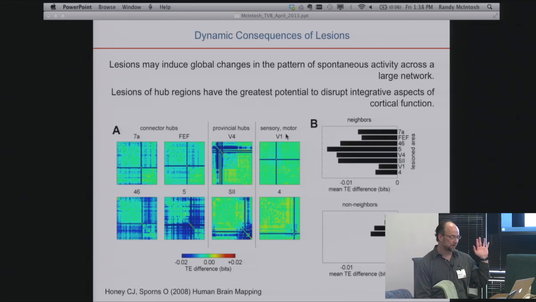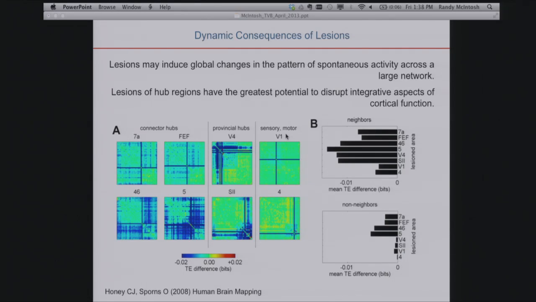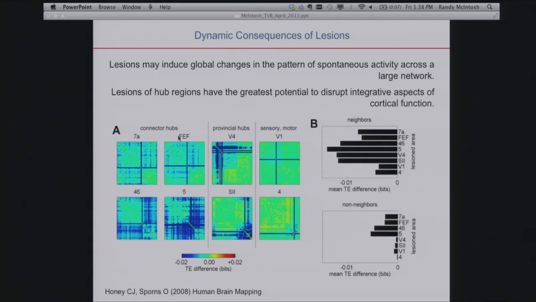What we show on this slide is what the impact is of lesioning these different hubs on the capacity of the remainder of the network to process information. And that's quantified based on the drop in what's called transfer entropy, which is a measure of directed information transfer in the system. You hit connector hubs, you have a massive drop in information processing capacity. This would be sort of an acute lesion. Provincial hubs, you have a much more focal impact. Whereas in the primary areas, the impact is fairly small, if not quite local.